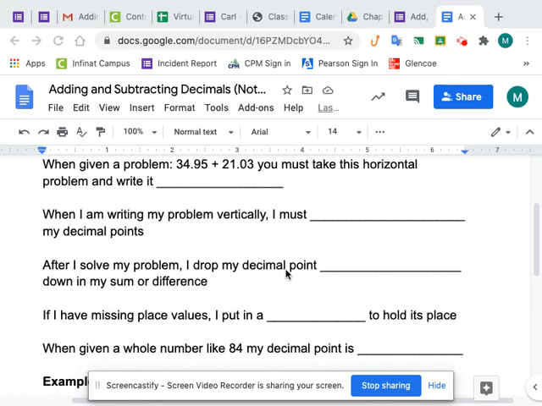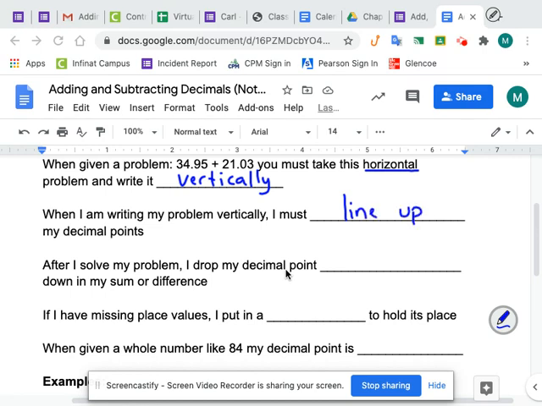The very first part is when I'm given a problem, say 34 and 95 hundredths plus 21 and 3 hundredths, I must take this horizontal problem and write it vertically. An easy way to remember horizontal is think about looking at the horizon. It's side to side. Vertically is up and down.